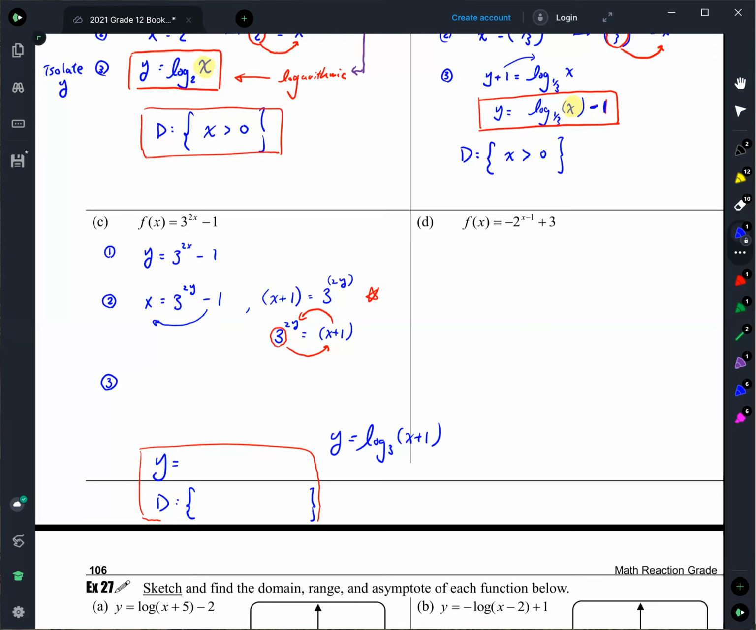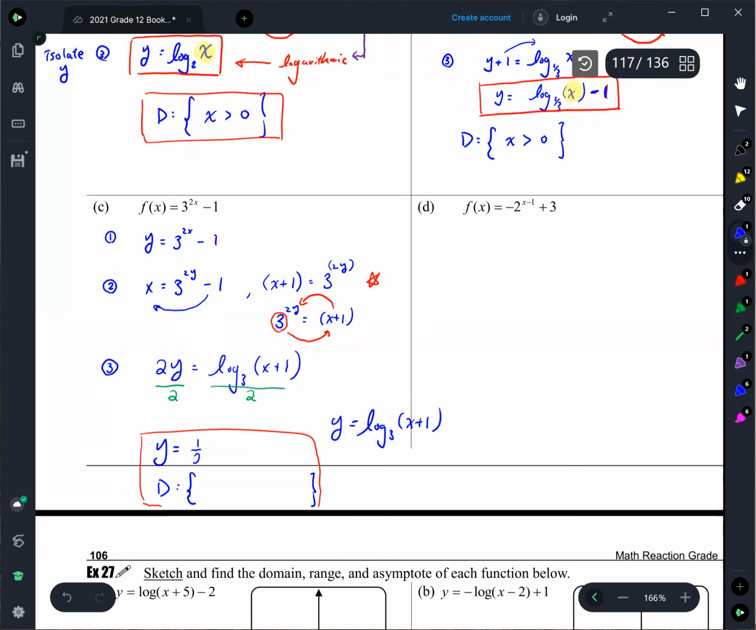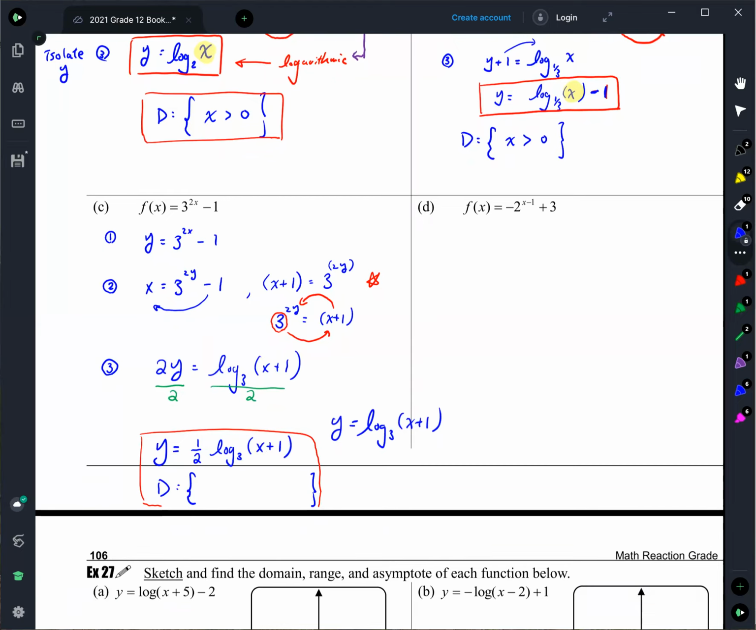So first you turn it into log form. You should still have the 2y. Log base 3 of x plus 1 equal to 2y. And then to isolate the y, you need to divide by 2 on both sides. For dividing by 2, usually we prefer to write it as a half at the front instead. So write the half, log base 3 of x plus 1. Dividing by 2 is the same as multiplying by a half.